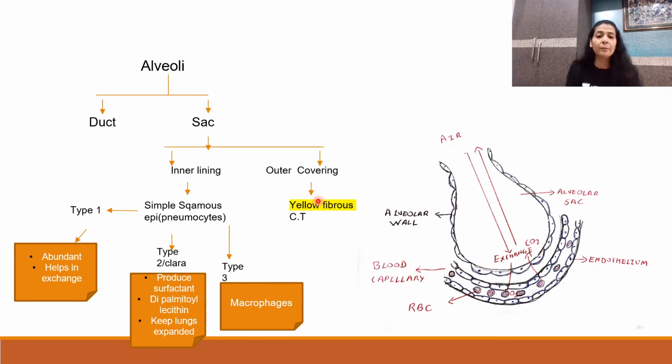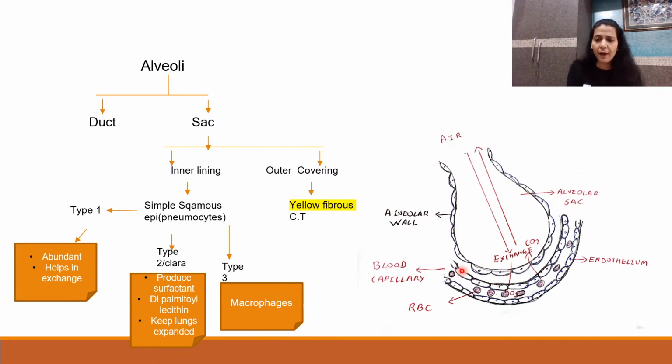And in some of the diseases, this yellow fibrous connective tissue gets converted to white fibrous, which is known as fibrosis. We'll learn about this when we learn about the diseases of the respiratory system. In the next session, probably we will learn about this, right? So, inner lining made up of squamous epithelium, outer lining made up of yellow fibrous connective tissue. Inner lining is simple squamous. It has 3 cells: type 1, type 2, type 3. Type 1, abundant, help in exchange. Type 3, macrophages, kill the germs. And type 2, keep the alveoli or lungs expanded.